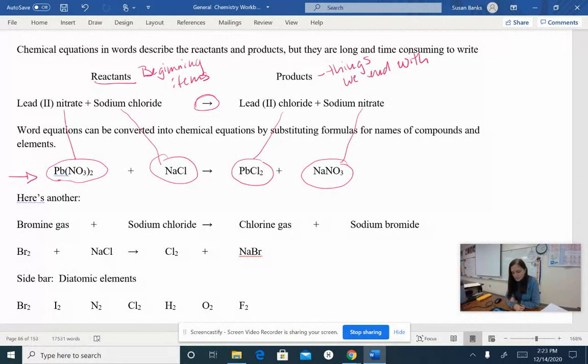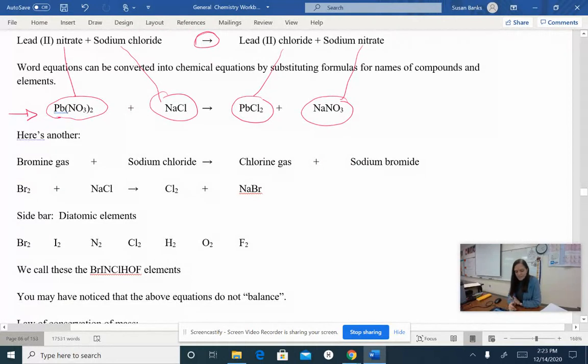Okay, here's another. I can have bromine gas and sodium chloride reacting to create chlorine gas and sodium bromide. Now, the symbols, so much easier, right? So we're going to use symbols to designate our equation.